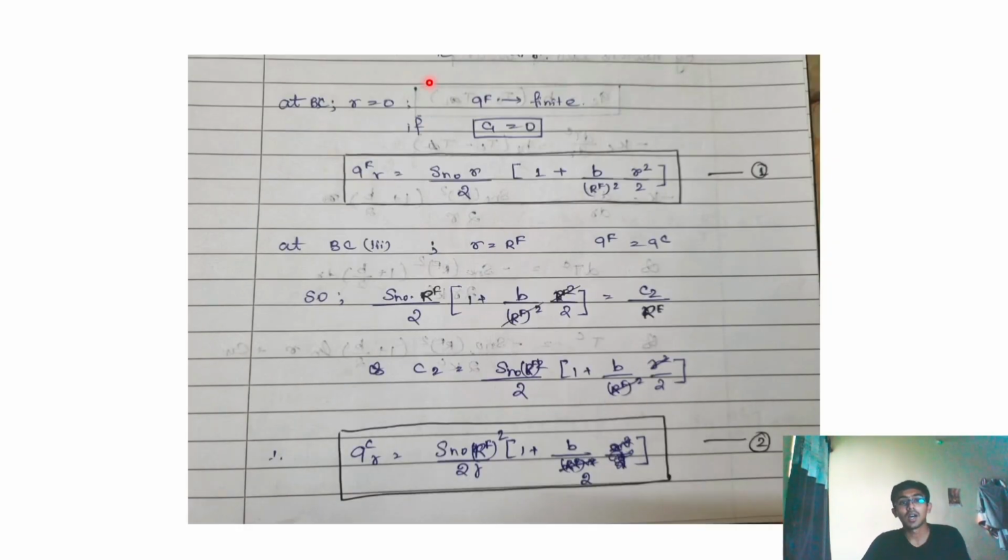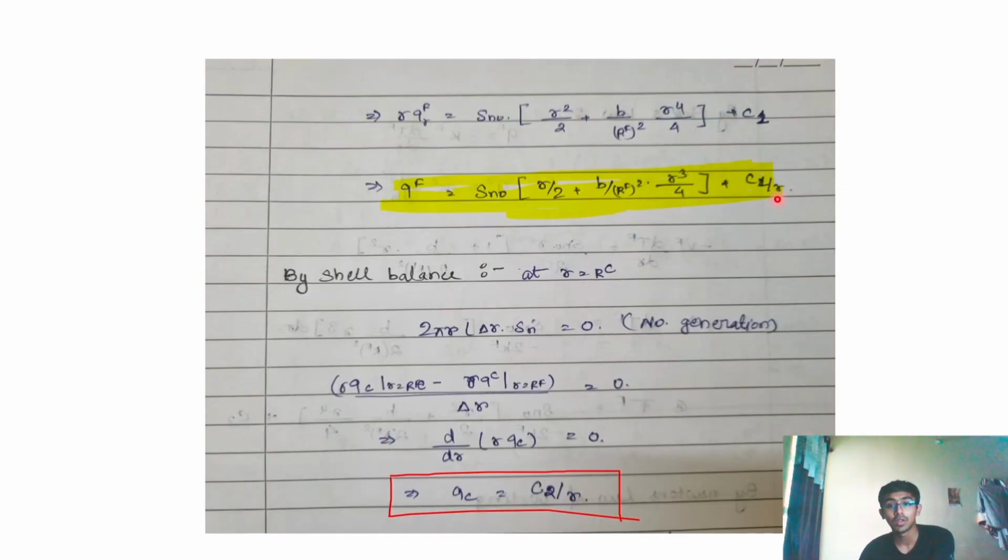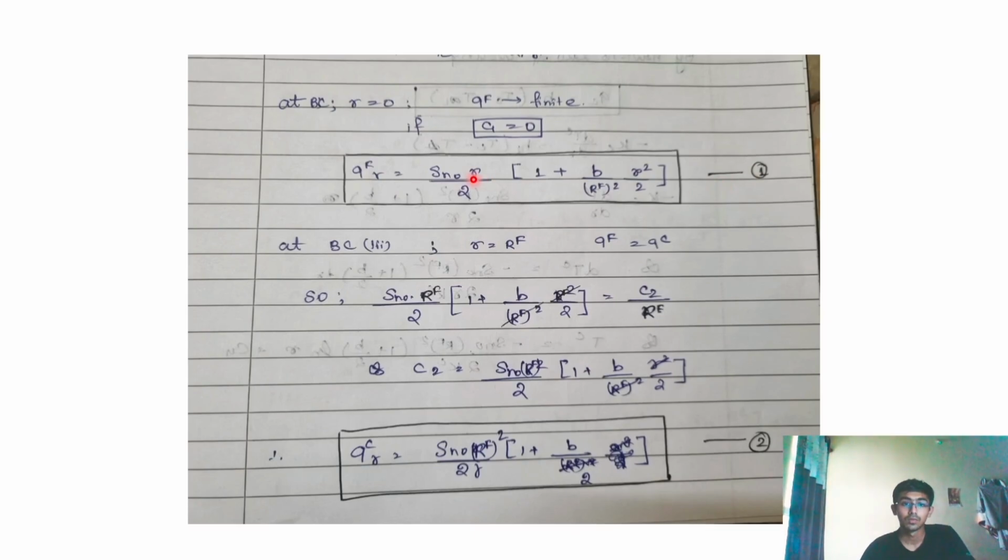At the boundary condition r equals 0, we know that q_F is finite because some amount of heat is generated there. If we put the value r equals 0, the term C1 by r goes to an undefined value. So to avoid this, we find that C1 is 0. Then we can say that q_F will be finite. Otherwise this term will be undefined and q_F leads to an undefined number. So to counter this, we set C1 equals 0. So we find the q_F equation: S naught r by 2 times (1 plus beta r_F squared r squared).